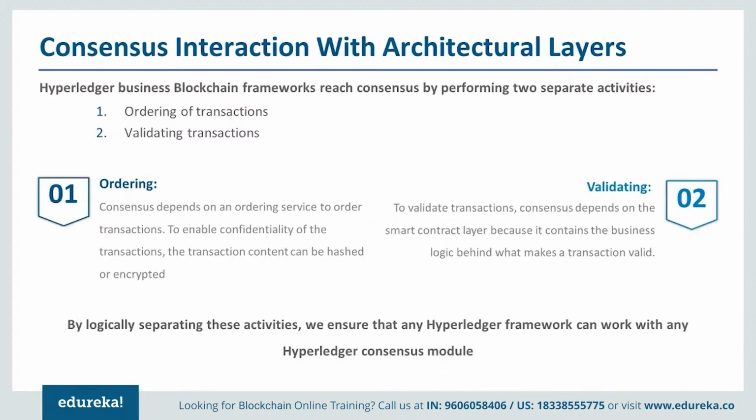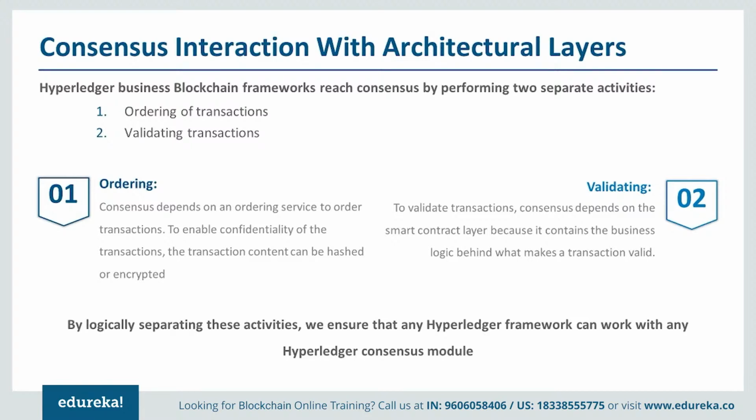So ordering means basically collecting the transactions and creating the block and doing various things like Merkle tree creation, hashing, etc., and transmitting those blocks to the committer nodes. And then validating is when you are validating the information that is coming into the nodes in the form of the transaction. So by logically separating these activities, we ensure that any Hyperledger framework can work with any Hyperledger consensus module. So again, this is for the sake of plug and play.